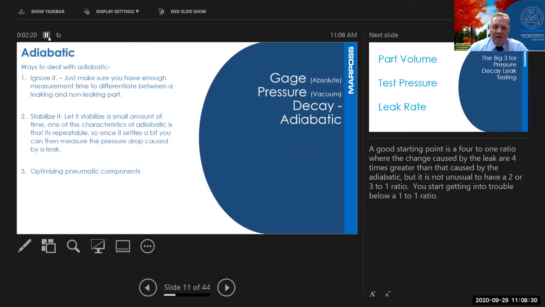One of the other things you'll see is that optimizing pneumatic components can have a big effect. Sometimes if you're filling a part way too fast, you can create more adiabatic than if you were using smaller pneumatic components. So bigger isn't always better.